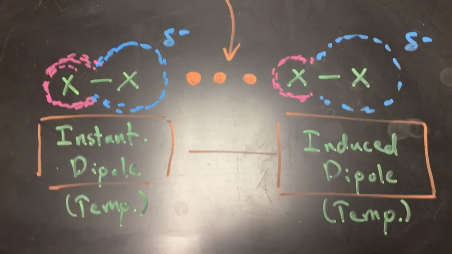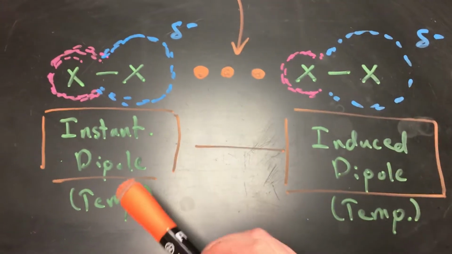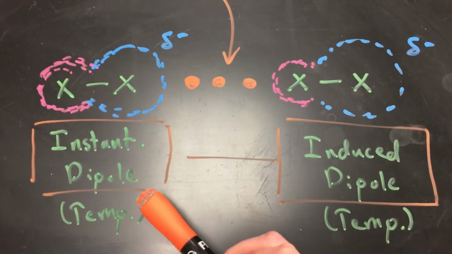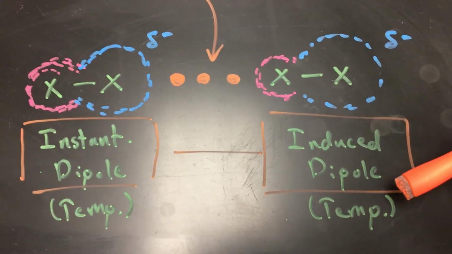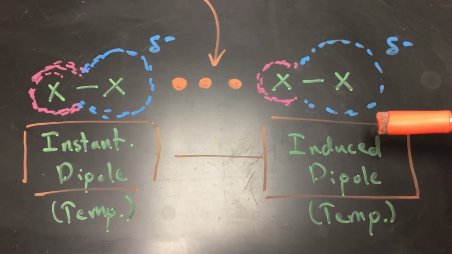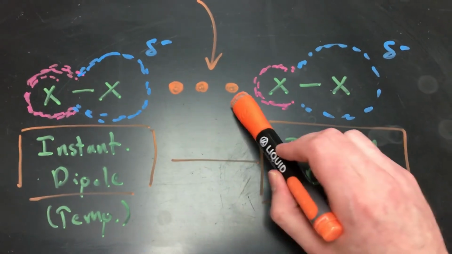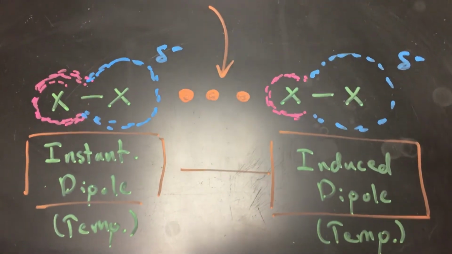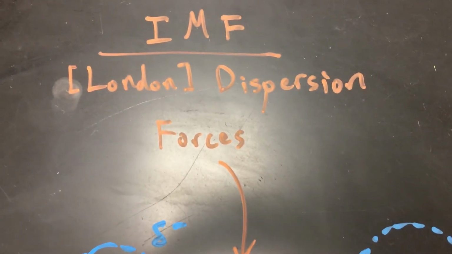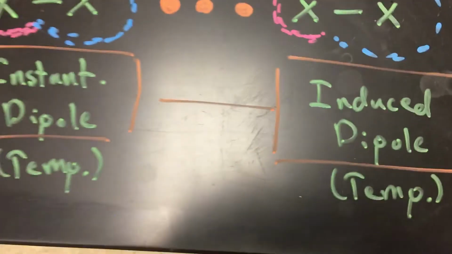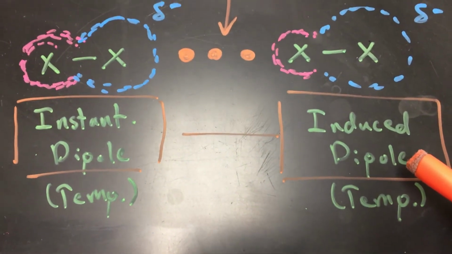A temporary, short-lived, and weak attraction between two nonpolar molecules, one of them having an instantaneous dipole, a temporary dipole in the moment, and the other having an induced dipole, which is also temporary in the moment, but caused by something else pushing and forcing its electron cloud to be like that. We show the intermolecular force with some dots like this, and we refer to this as, again, London dispersion forces, or you can call it what it deals with, instantaneous dipole, induced dipole forces.